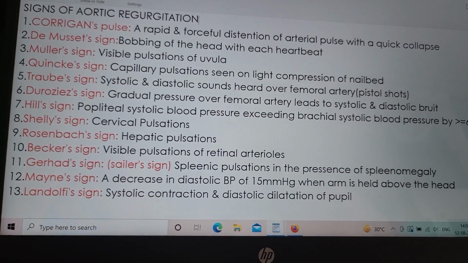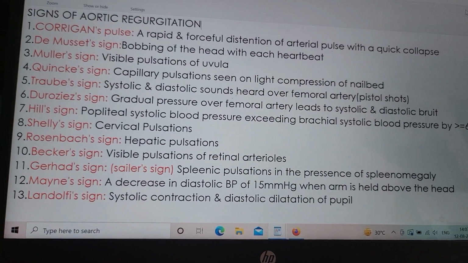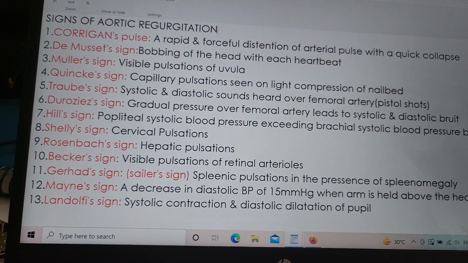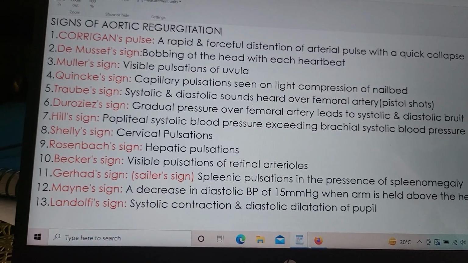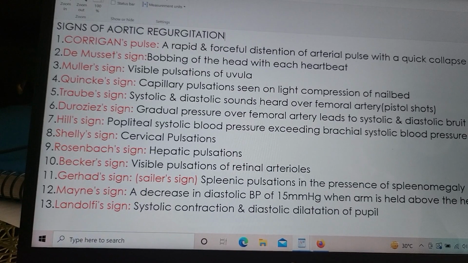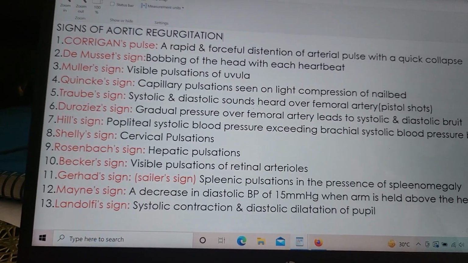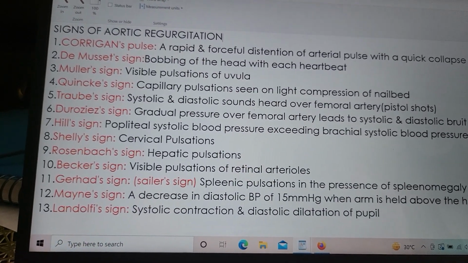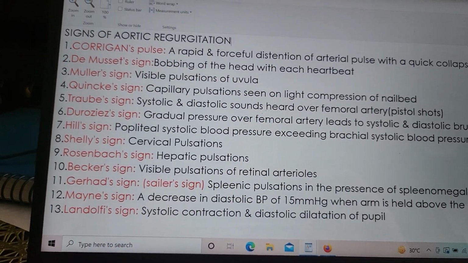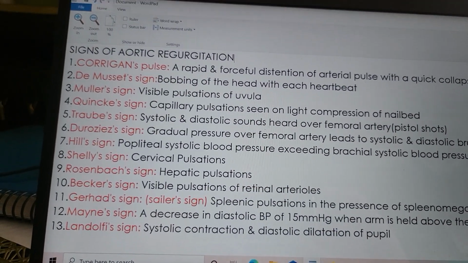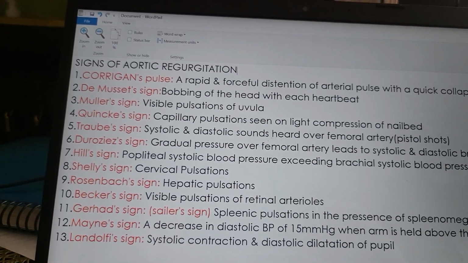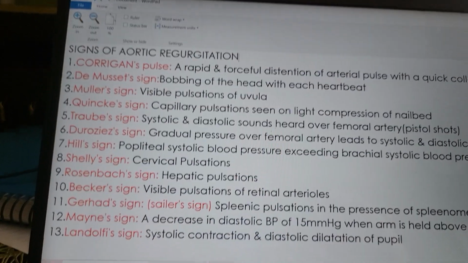If you find this same pattern in the peripheral arteries like the brachial artery, then it is called water hammer pulse. So Corrigan's pulse means it is observed in the carotid arteries, and it is also called dancing carotids, found in aortic regurgitation. The second sign is de Musset's sign. It is bobbing of the head with each heartbeat. Third one is Muller's sign. Muller's sign is visible pulsations of the uvula.